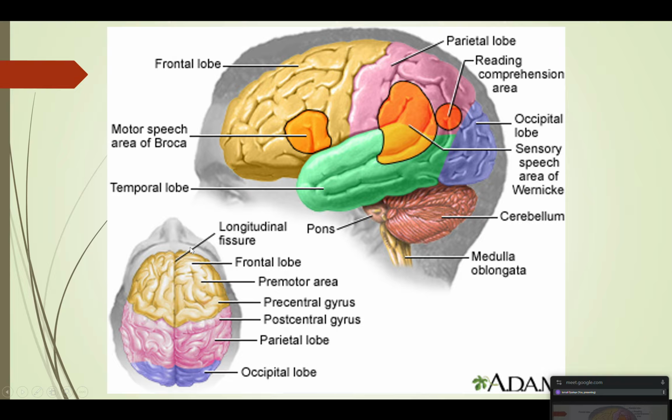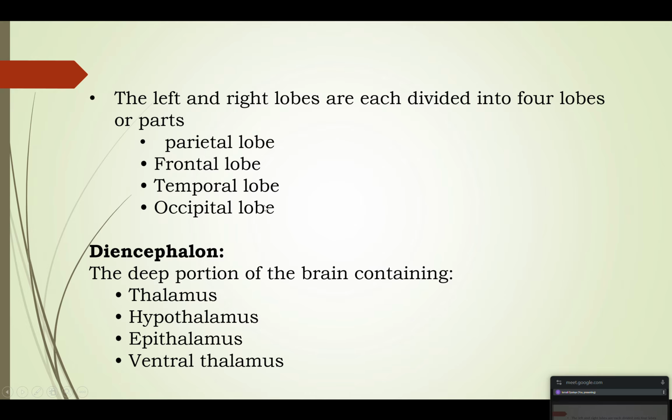So this is one half. This is one half. All together make a whole complete brain. So the left and right hemispheres are each divided into four lobes. Earlier mentioned: parietal, frontal, temporal, occipital.